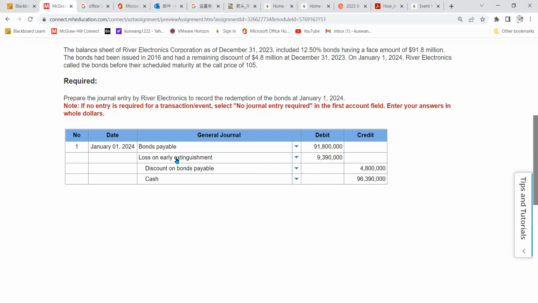And how much is this loss? You compare the total of the face value, the debit, and the total of the remaining discount and the calling price. So you have about 9 million loss because of the early retirement. We paid much higher than the face value. Initially it was a discount, but you even paid higher than the outstanding balance.